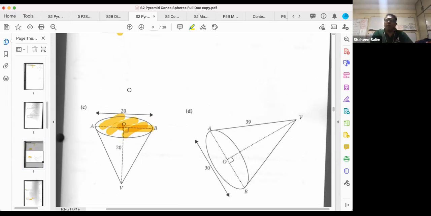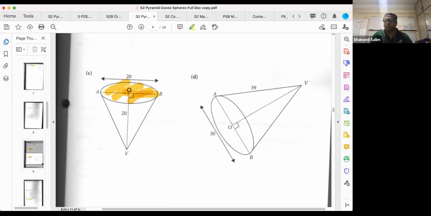Okay, what's your area of the circle? Can you find the area of the circle? 100. Okay, remember, you took pi, no? Pi r squared. Pi is 22/7, right?